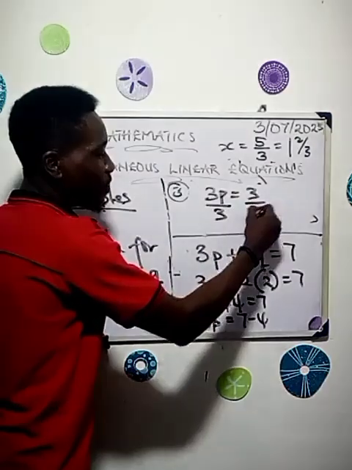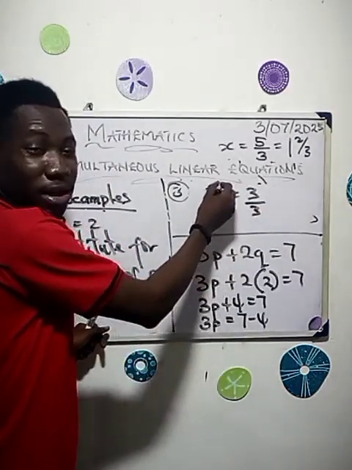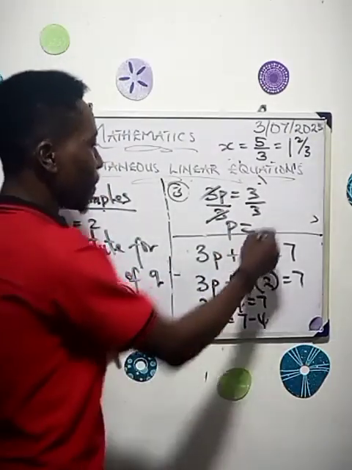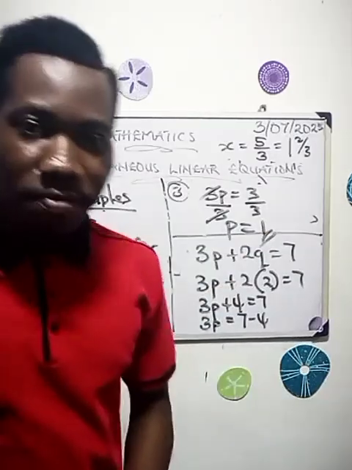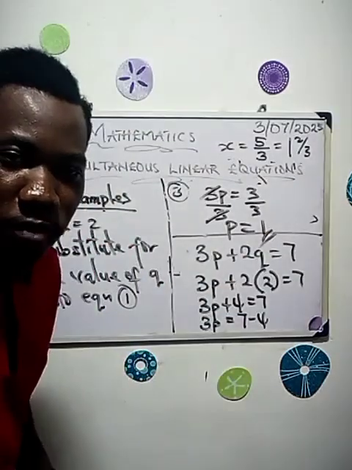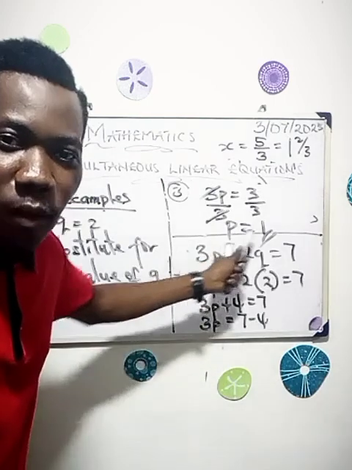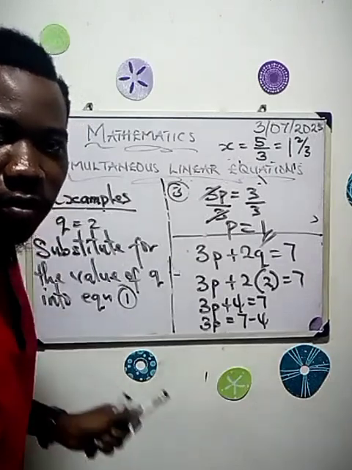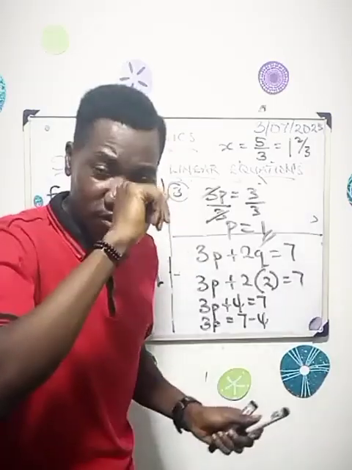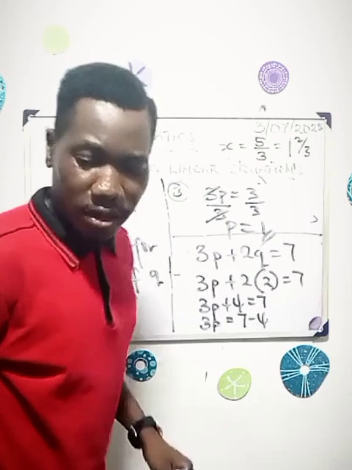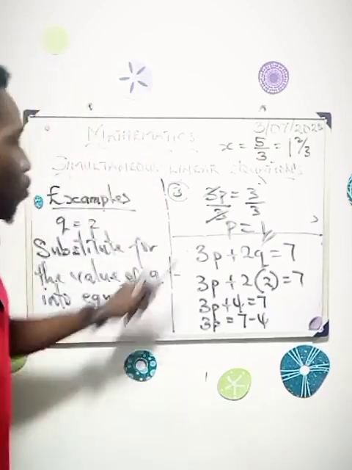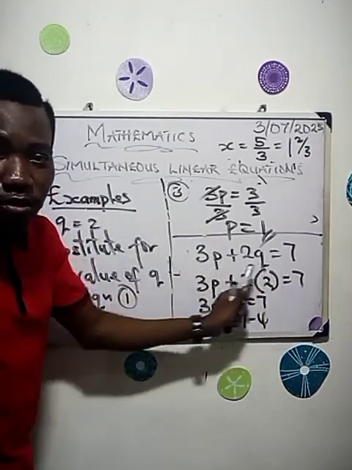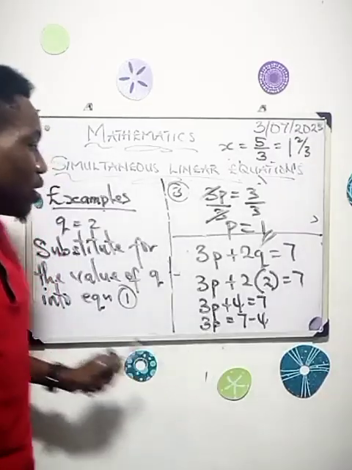So divide by 3, divide by 3. So 3 eliminates 3, and P equals 3 over 3, which is what? 1. That's the answer. So we've been able to solve this, and we got 1 as the value of P and 2 as the value of Q. And you can always check if what you did was the correct thing. You check by putting in the value of P and the value of Q into any of the equations and seeing if you get the correct answer.